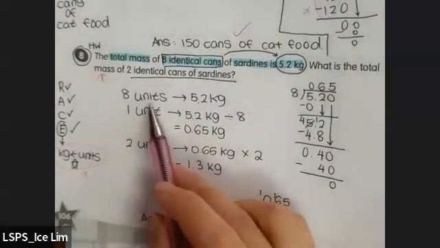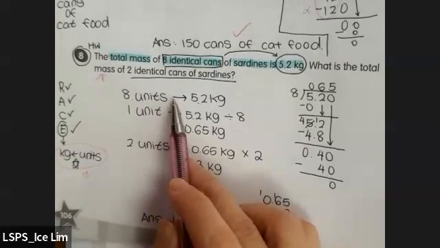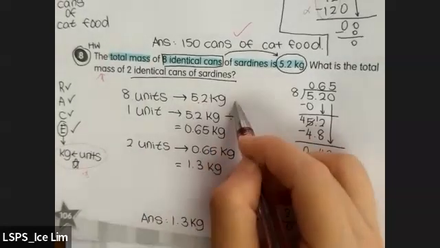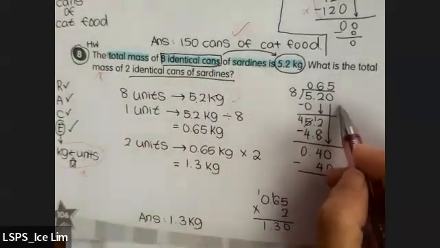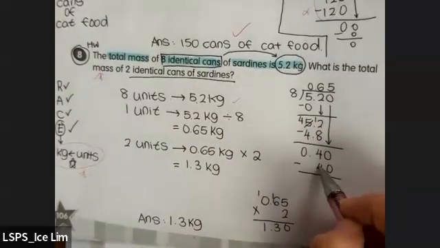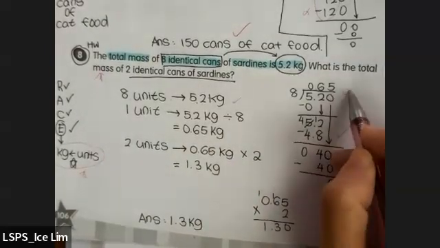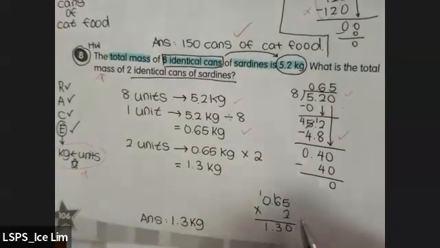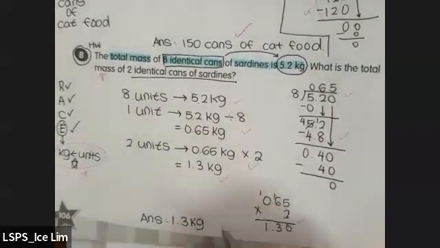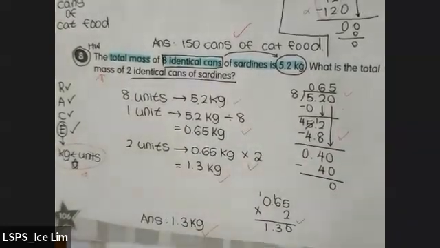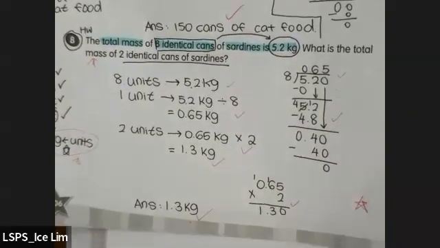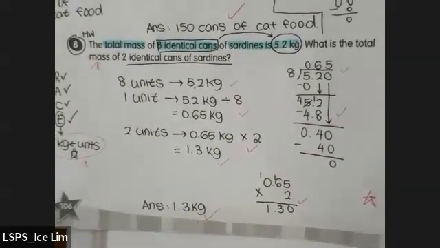According to here, 8 cans is 5.2 kilogram. That's right. 1 unit, she does the division. This time around her long division is done nicely. Very good. And this is correct. And then the long multiplication is also correct. So the answer is 1.3 kilogram. That's very good. Well done. Draw a star point.